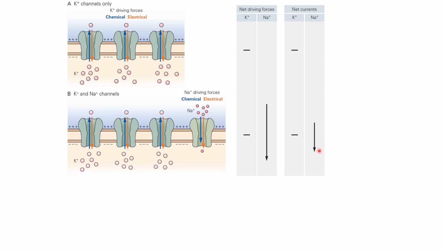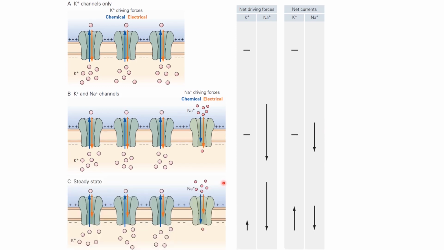Now the length of this arrow is shown slightly smaller than the driving force, just to make the point that although there is a large driving force on sodium ions, the current through sodium may not be very large because only a few channels are opened. So the current depends both on the driving force as well as the number of channels that are present. So as the sodium ions continue to move, they will make the membrane less negative or more positive.